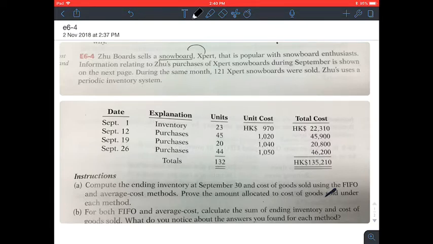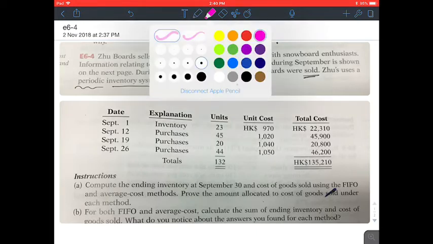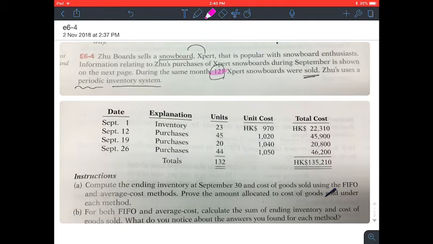During the same month, 121 Expert snowboards were sold. Ju uses a periodic inventory system. So some of the important information we can find here is that 121 snowboards were sold and they use a periodic inventory system.